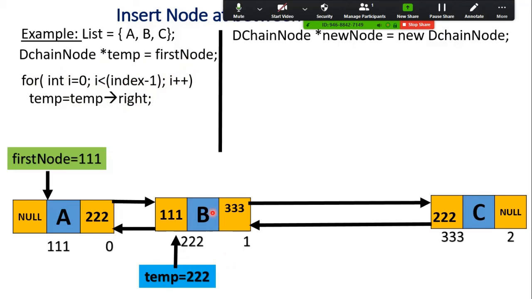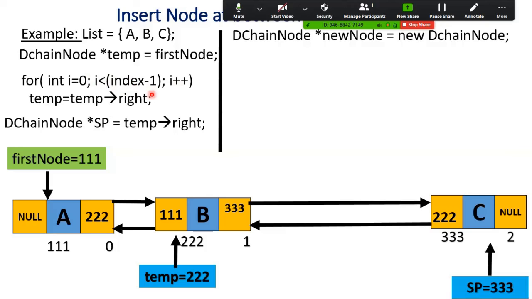Temp is fixed to the B node. Now this for loop ends, because i is incremented and i becomes 1. So 1 is less than 1, the condition is false. What we do next: I take one separate pointer, that is SP. I'm going to create the pointer object. SP is of type DChainNode equals temp of right. Where is the temp? Temp is pointing to the B node. What is the temp of right? 333. Now SP is copied to what?